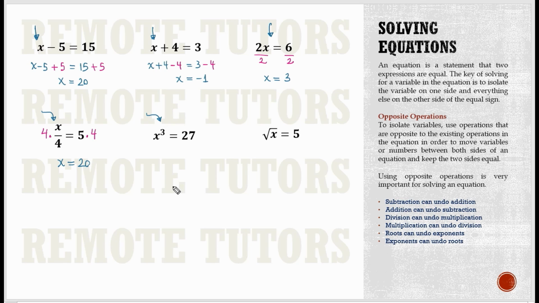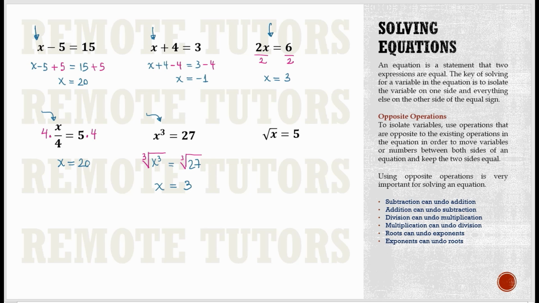In the next example, we have to remove the power of 3, and the opposite of an exponent is a root. In this case, it's the cubic root. So we take the cubic root from both sides of the equation. So we are left with x equals to 3.